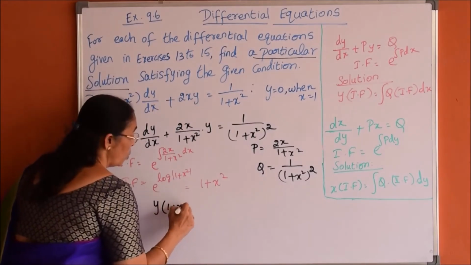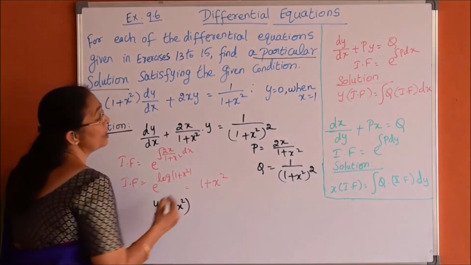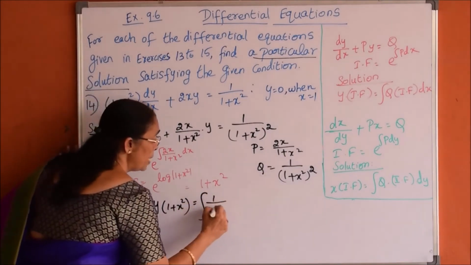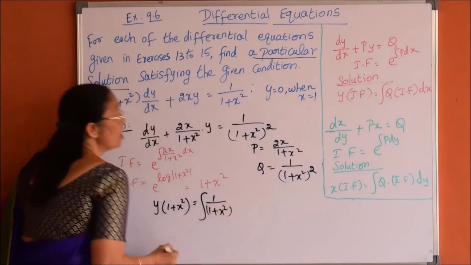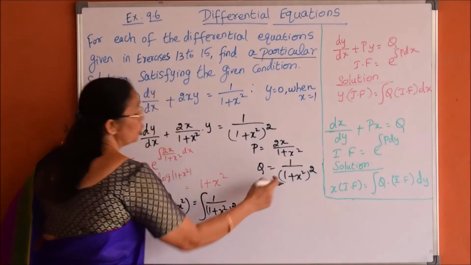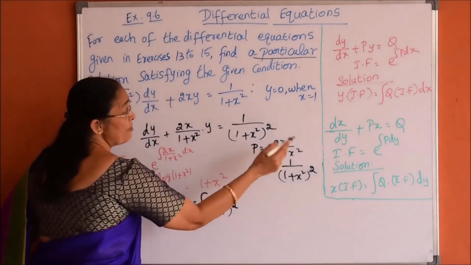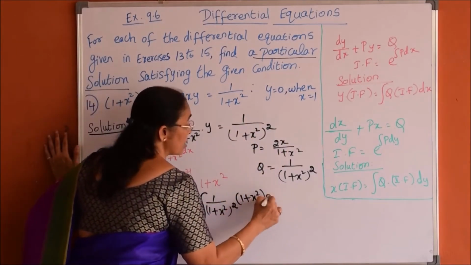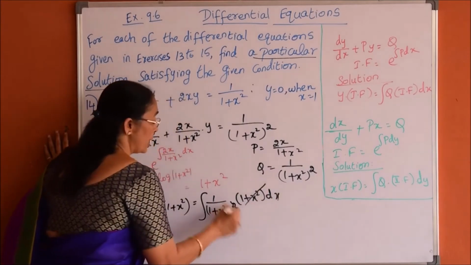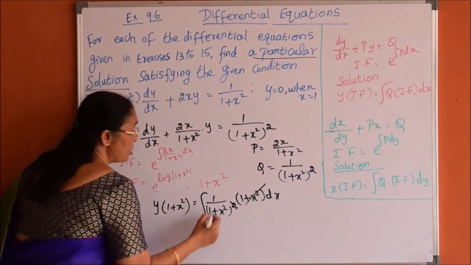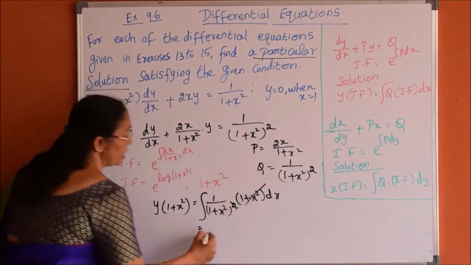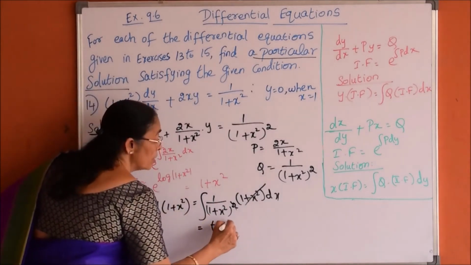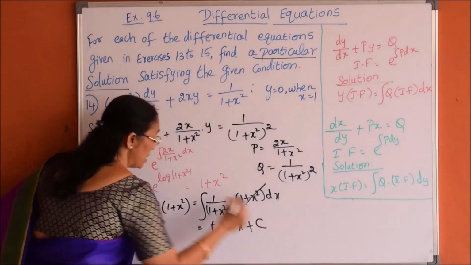Now after finding the integrating factor, the solution: y into integrating factor, which is y into 1 plus x square, is equal to integration of q function, 1 by (1 plus x square) whole to the power of 2, q function into integrating factor. The integrating factor is again 1 plus x square, dx. So 1 plus x square gets cancelled. We need integration of dx by 1 plus x square, which is nothing but tan inverse of x, tan inverse of x plus c.